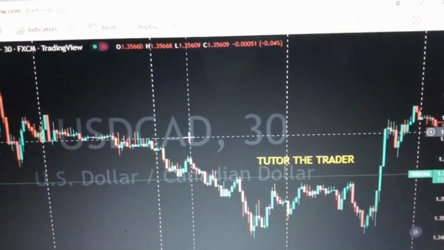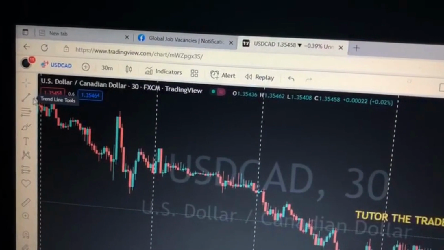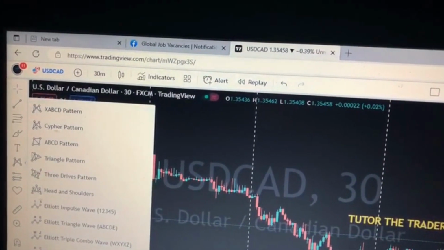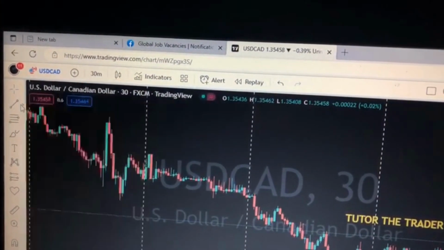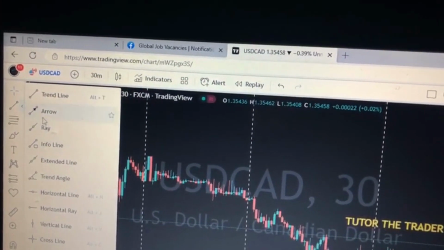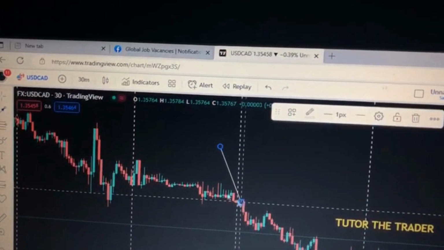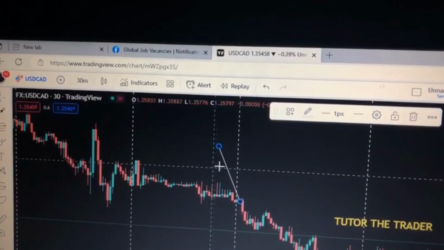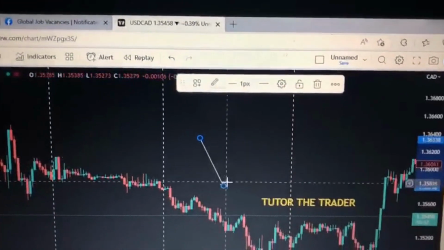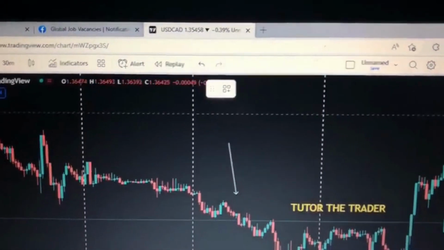I'm going to be giving you an example of what I mean by highs and lows of the day. Let me take one of my patterns. This is an example. I want to show you what I mean by that. And this is another example.